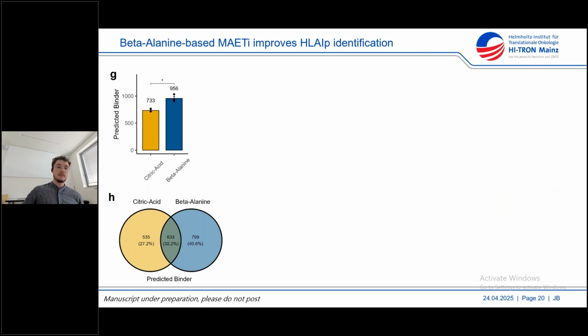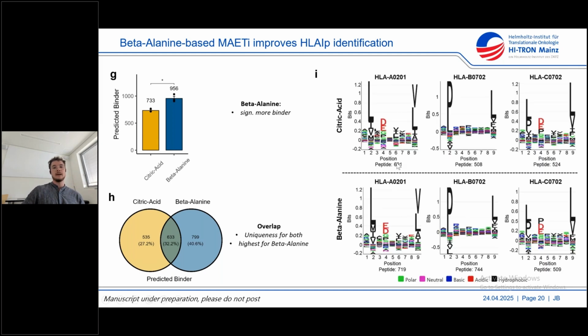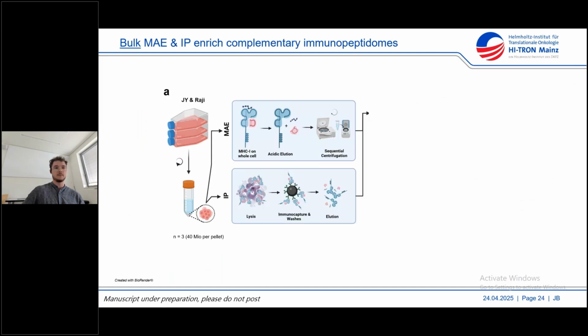Okay, for the predicted binder, we also identified significantly more binders for beta-alanine with overall quite a high overlap here. This data was acquired in DDA, and most importantly, we have the same motifs retrieved by using either citric acid or beta-alanine.